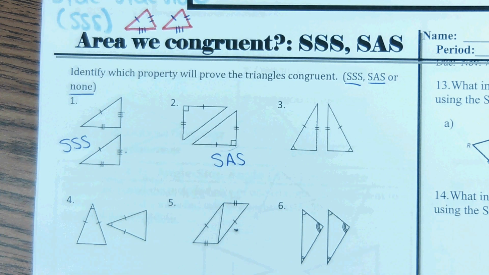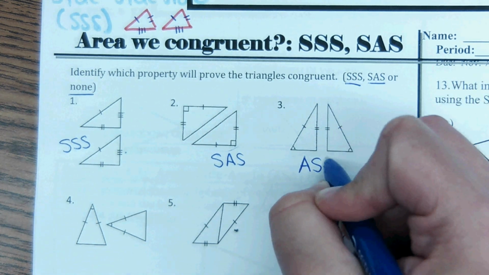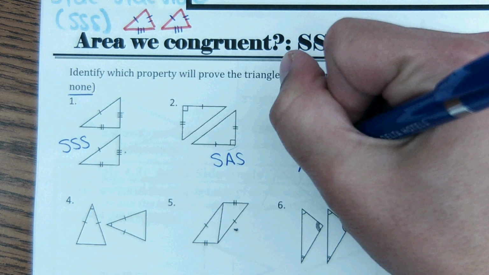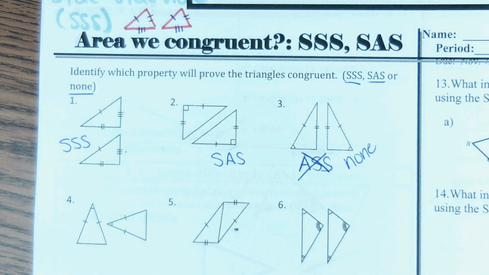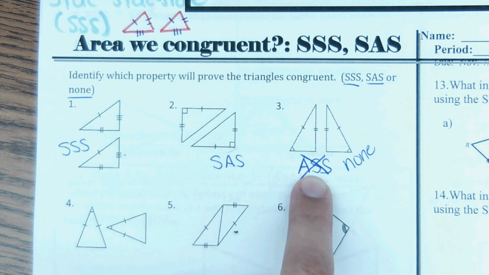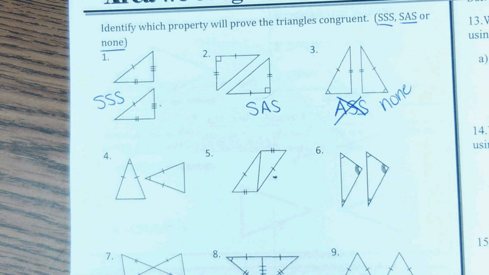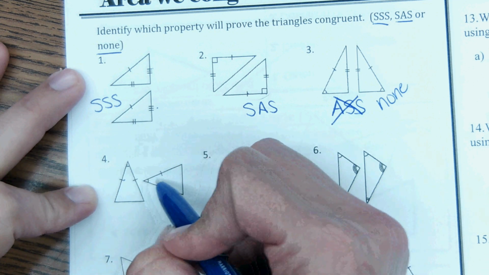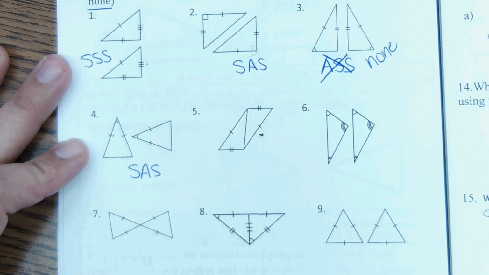For number three, remember when I said you had to say it in order? So you have angle, side, side. If you get a cuss word like that, they are not congruent, or you can't prove they're congruent, so none. There is a situation where the ASS one works, but we're not there yet. Okay, then for four, side, angle, side, side, angle, side. So we can prove those triangles are congruent by side, angle, side.